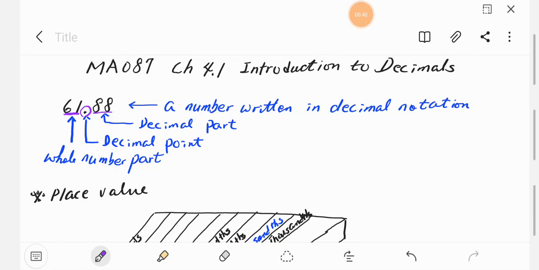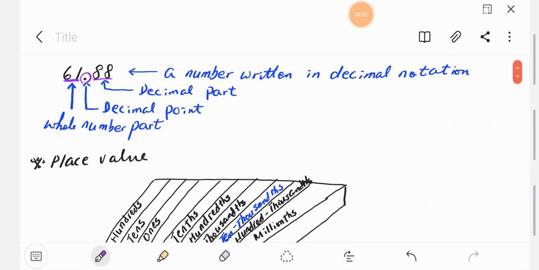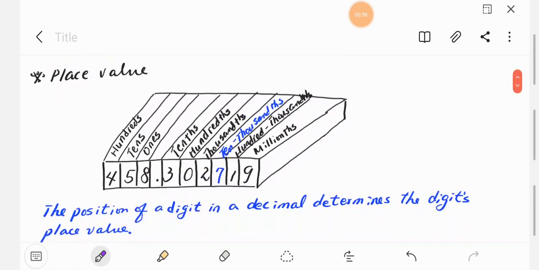So this is a number written in decimal notation, and for each digit, we have what we call a place value. There is a place value name for each digit, and it looks like this diagram. Here's the decimal point. We know what the decimal point is, right? The numbers on the left of the decimal point are just a whole number, and we learned the place values for these whole numbers.